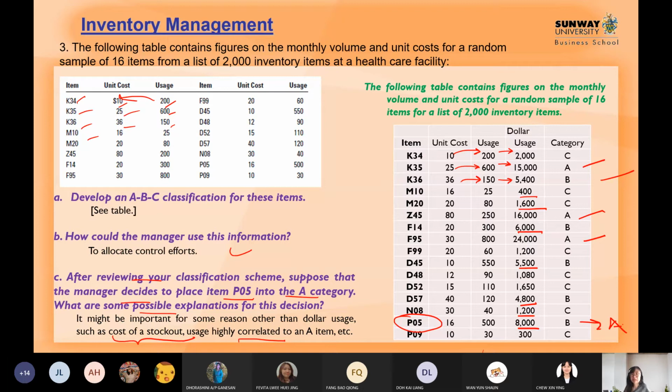So you may do manual adjustment, change this to category A at your own decision on your budget also. Okay, so don't worry about this ABC. You still can do change. I hope you can understand this part.